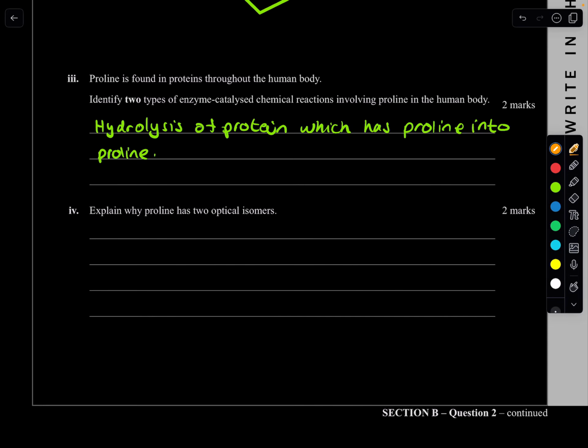Another one is the condensation reaction. When you have proline in your body and you want to form proteins, it's broken down into amino acids like proline, and your body uses condensation reactions to form proteins. That's another one that involves proline.